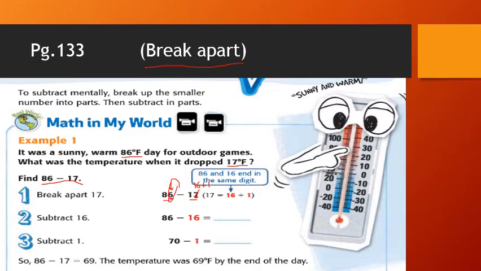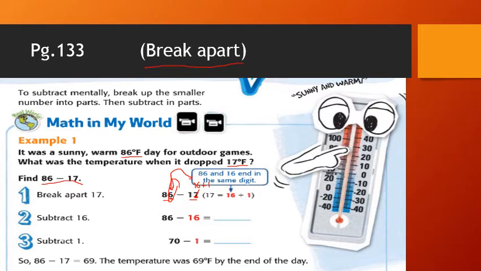Okay? So someone said, why Miss Doaa, you break apart 17 as 16 plus 1? I have 15 plus 2, I have 14 plus 3. Just I choose 16 because the ones digit here 6 and the ones digit in the greatest number also 6. Okay? Now I can subtract easily. I will take the greatest number 86 minus 16 first, then the answer I will subtract it from 1.